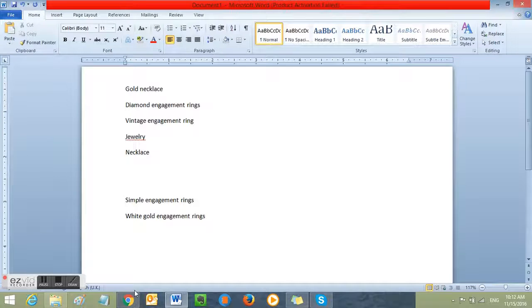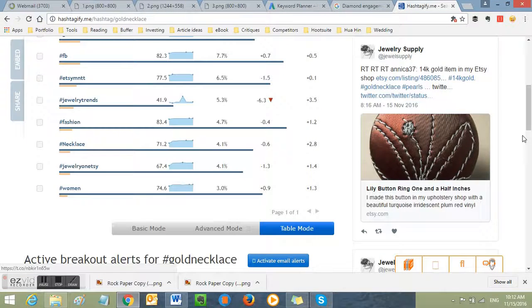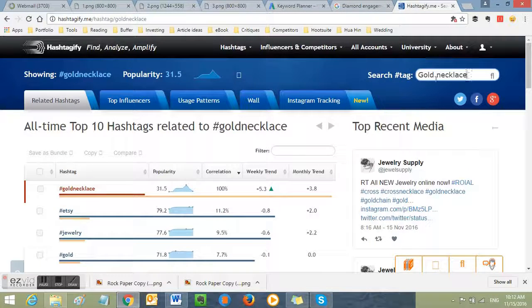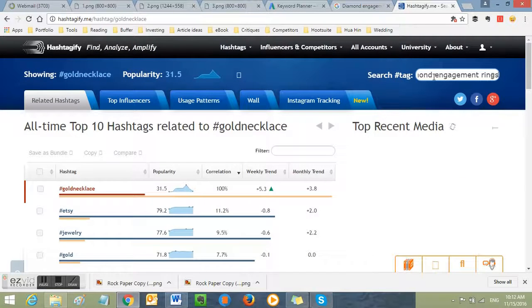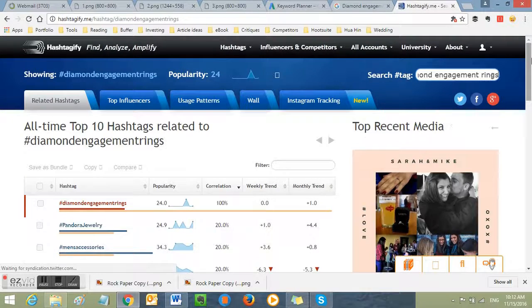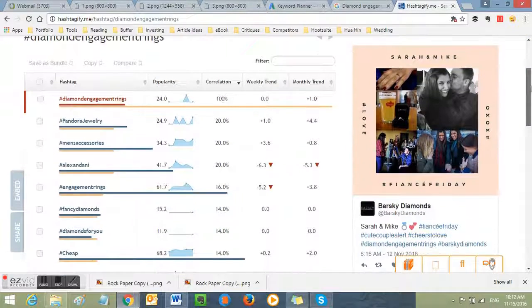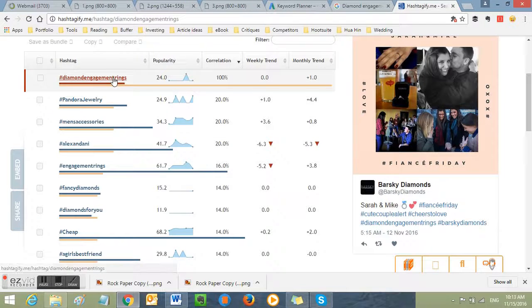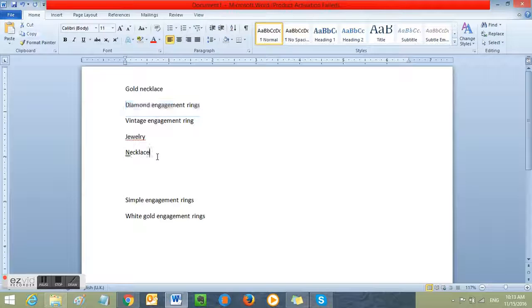The next one, diamond engagement ring. So I'm going to copy and paste. I'm going to type it. Necklace. This one. Diamond engagement rings. And we see more phrases. Engagement rings. It performs better than diamond engagement rings. So we're going to put it below. Engagement rings.